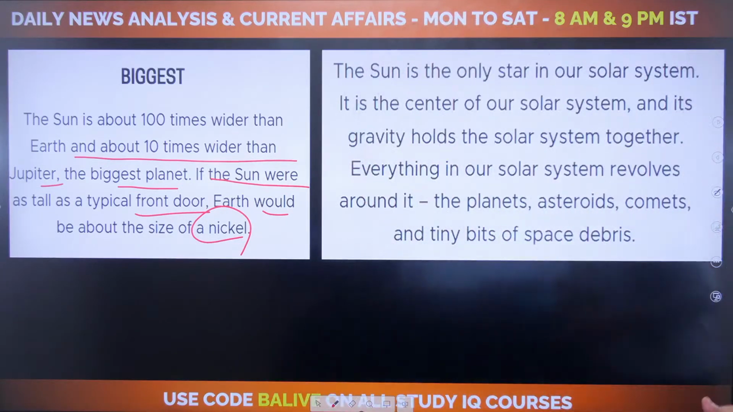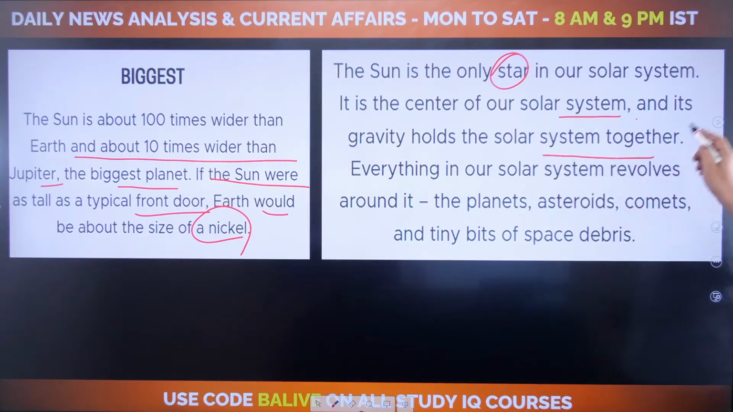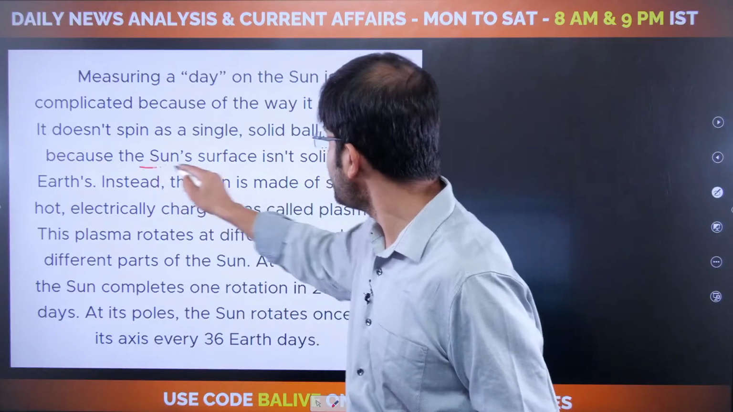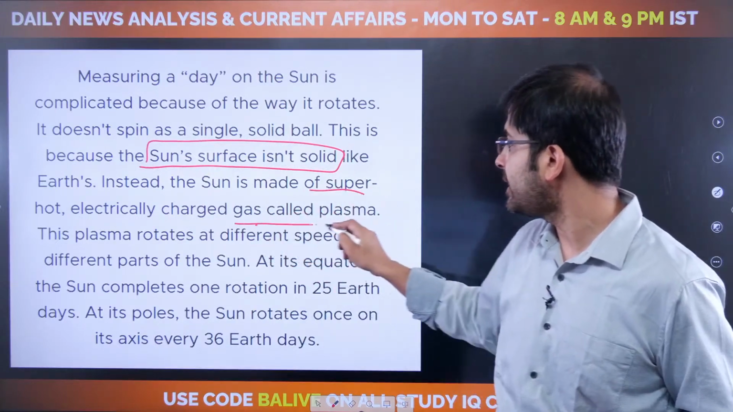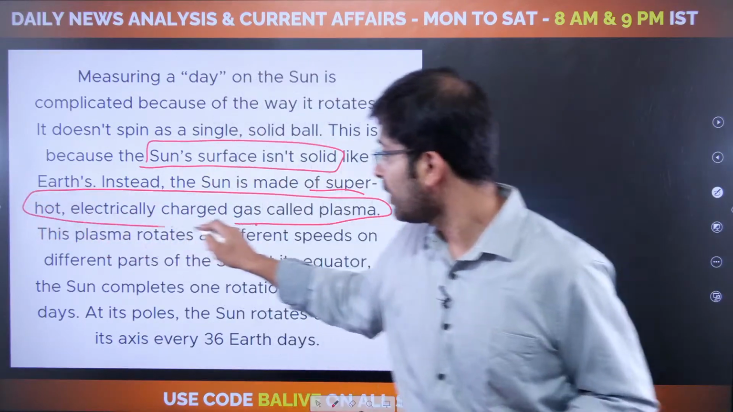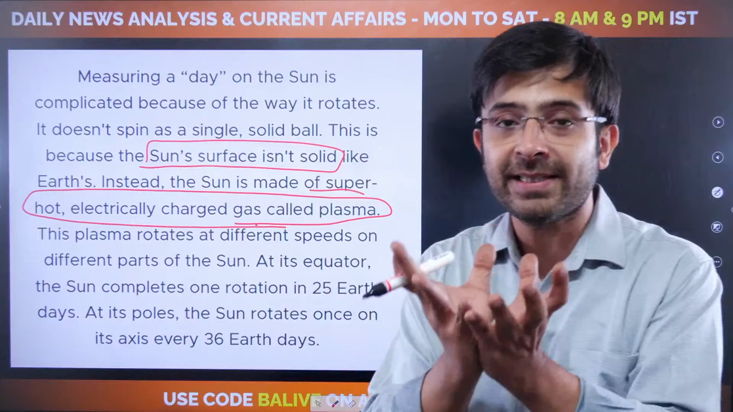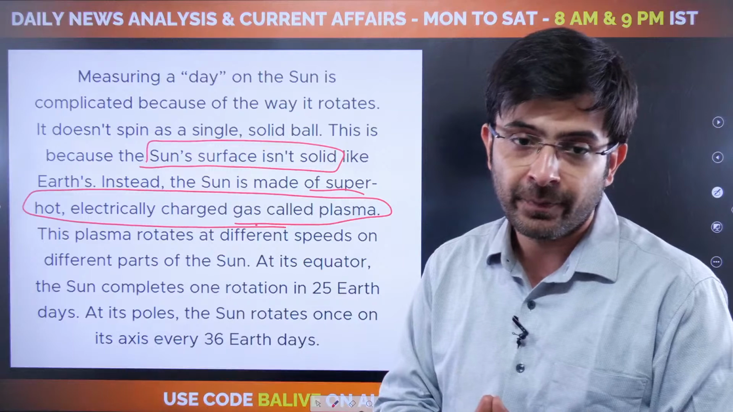Okay. Now, the sun is the only star in our solar system, the center of our solar system. Its gravity holds the solar system together. Now, how is the day measured? The learning from this part is only this. The sun's surface isn't solid. Please understand that first. It is made up of super hot electrically charged gas called plasma. Supercharged gas. That is plasma, and that is what essentially makes the sun, along with the reactions taking place in it. Clear?